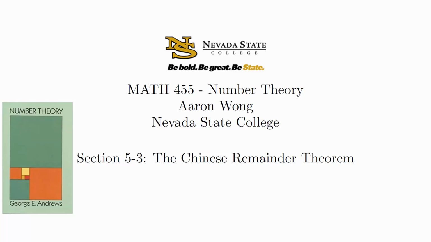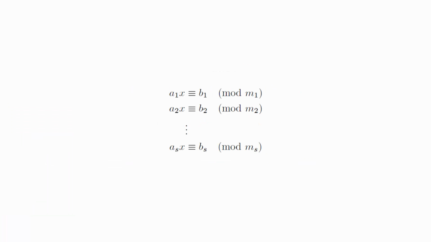The Chinese remainder theorem is a theorem about solving simultaneous systems of linear congruences. That is, you're given a series of linear congruences like this, and you're trying to find a single value of x that solves them all.